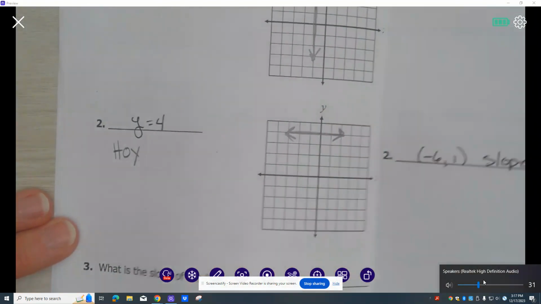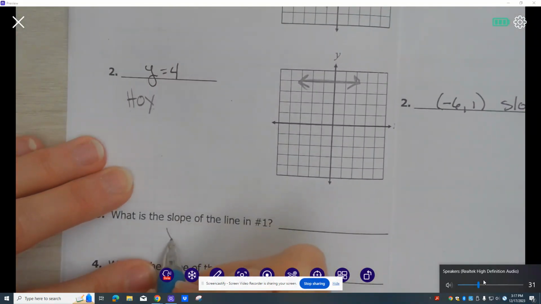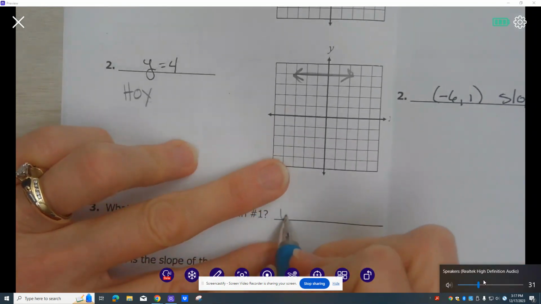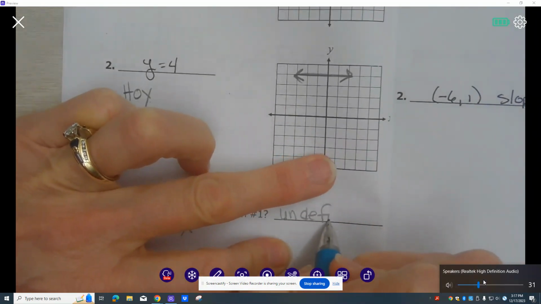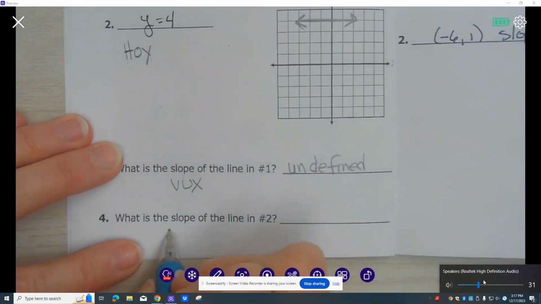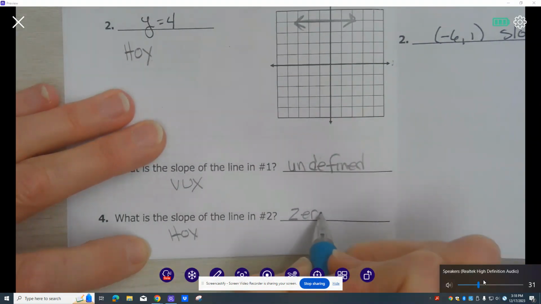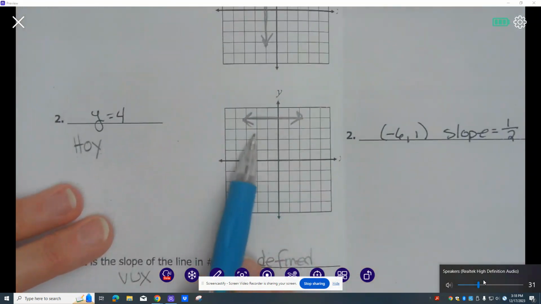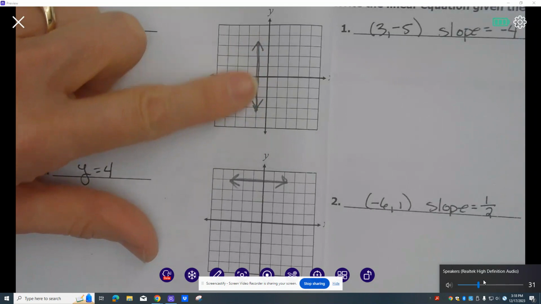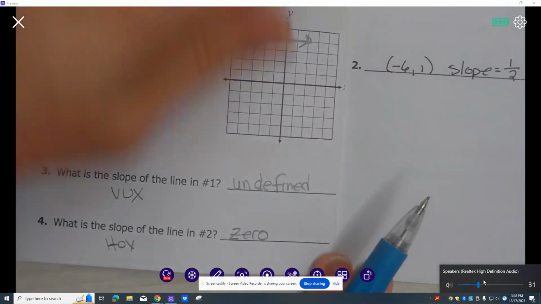Then down on the bottom it says, what is the slope of the line in number 1? Well, that's a vux, so that means the slope is undefined. And number 2 was a hoy, so that means the slope is 0. Remember, horizontal lines we say is like the floor, so the slope is 0. Vertical lines we say is like the wall. You can't walk on a wall, so the slope is undefined.